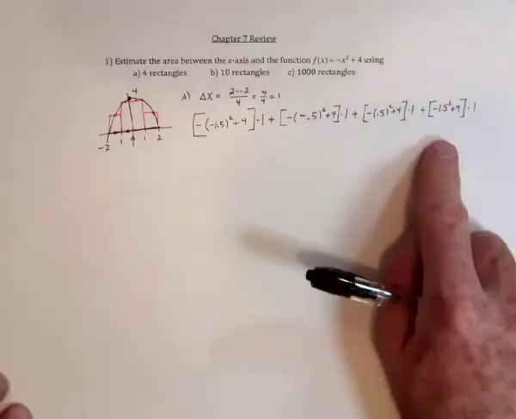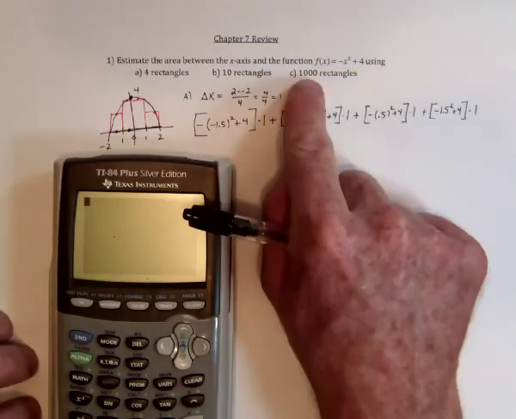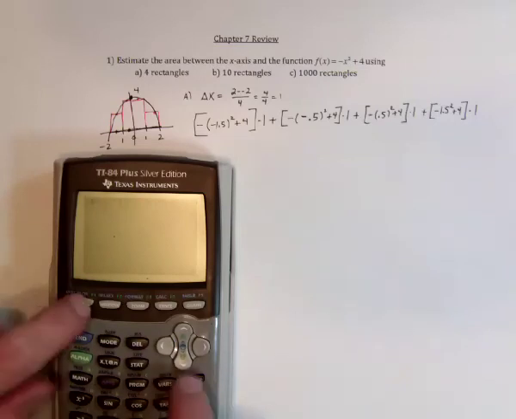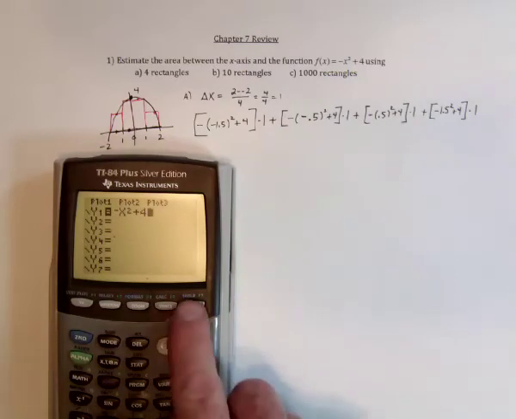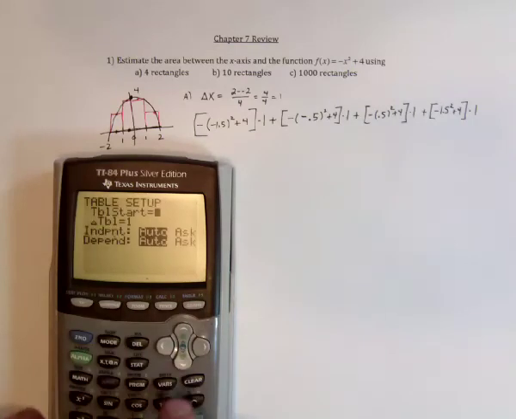And of course you could type this whole thing into the calculator and add up all the numbers, but there are a couple of faster ways to do it, which we're really going to need when we get to 1,000 rectangles. So one thing to do is you can look at the function -x² plus 4, and I'm not really so interested with the graph, but instead make a table of values. So go to second table setup, starting at -1.5, and go by 0.5.